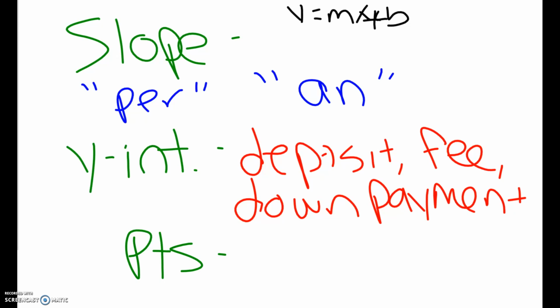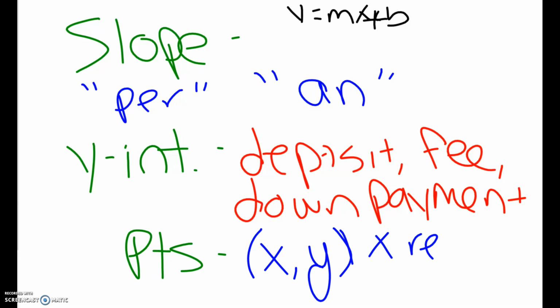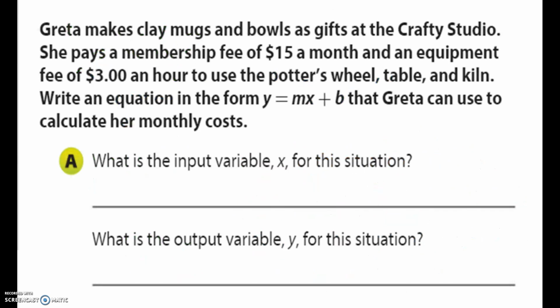And our points. Our points are two things that are in relation to each other. So our x and our y is what I mean by points. Our x relates to our y. And we're going to go over an example when we will use points. So let's take a look at this first one.